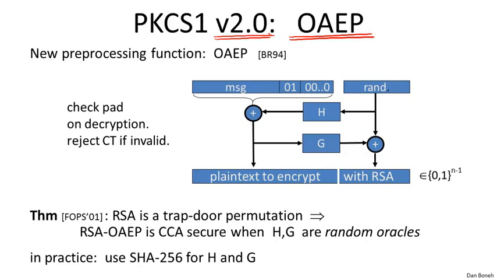So let me explain how OAEP works. OAEP is due to Bellare and Rogaway back in 1994. And the way OAEP works is as follows. You take the message that you want to encrypt. This, for example, could be a 128-bit AES key.